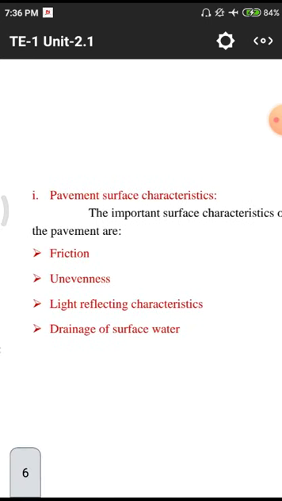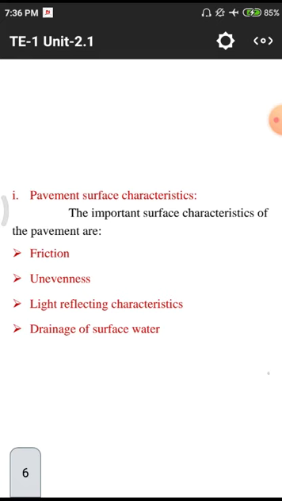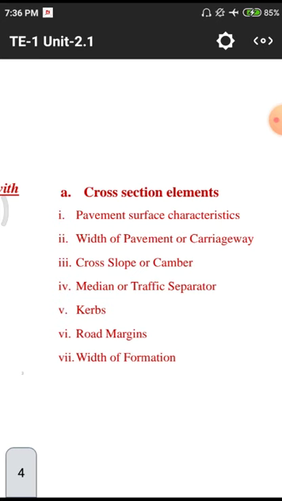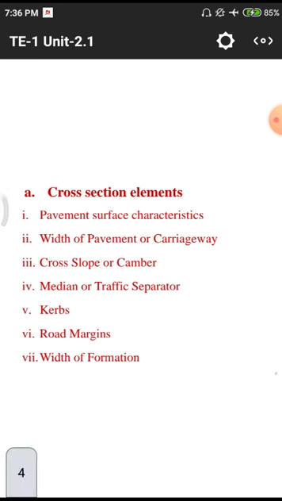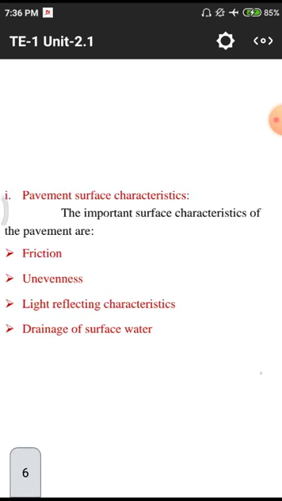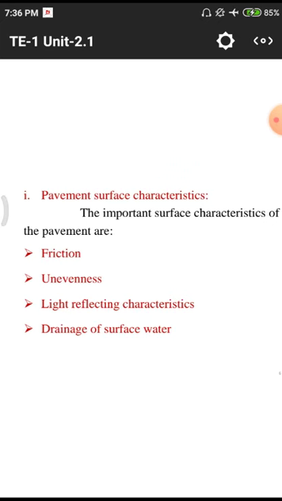Okay, next one we will go for pavement surface characteristics. In the cross section elements, the first point is pavement surface characteristics, which we will discuss here. The main point of this is friction. If there is proper friction on that particular road, there will be a smooth journey for the vehicles, and brakes can be applied on that road. If there is no friction, no brakes to the vehicle, we will simply collide with n number of vehicles while traveling on those roads.